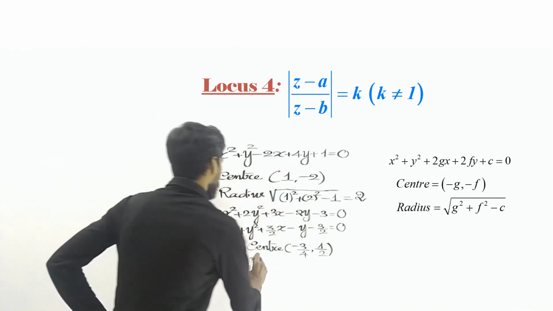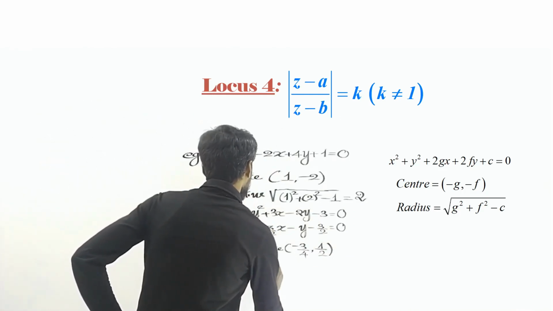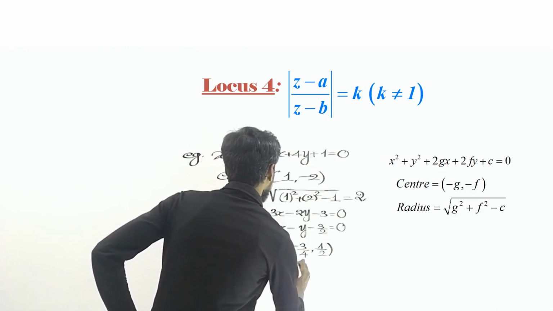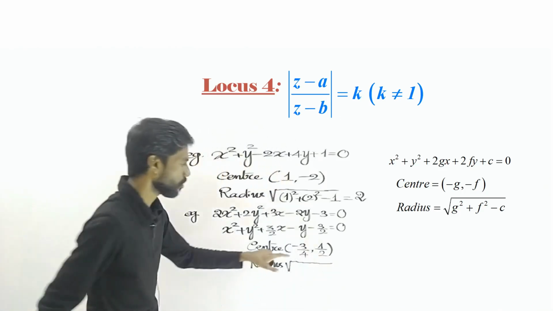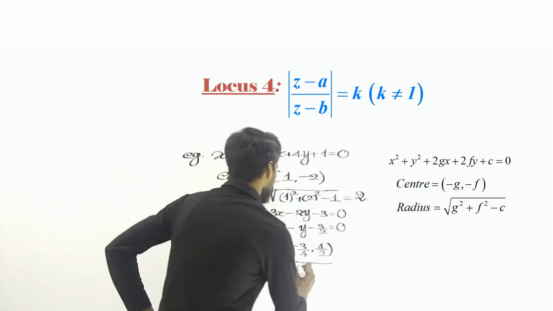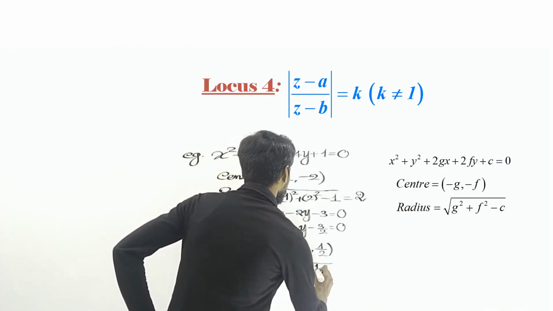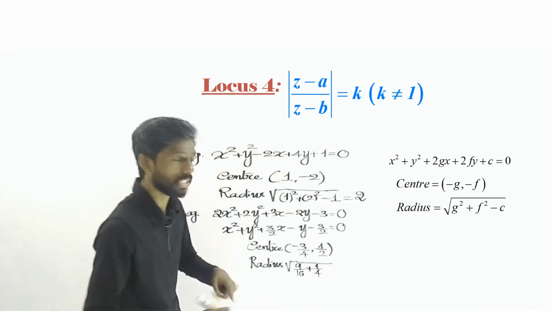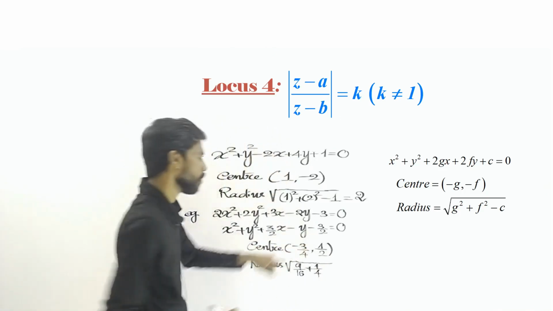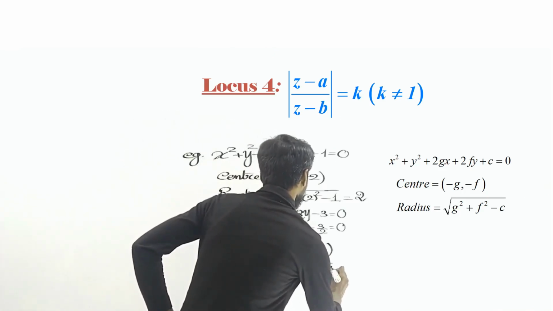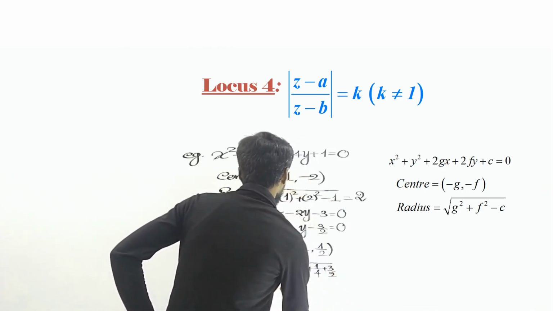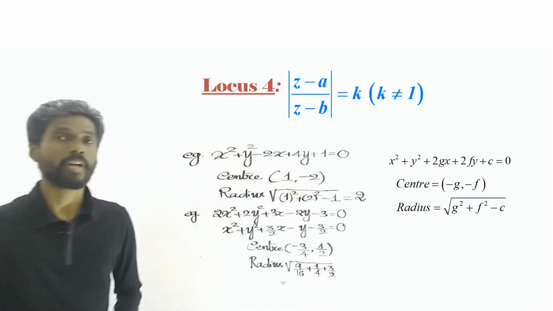Radius, square root of g square plus f square minus c. So g square is this square, we can square this one. So it is 9 divided by 16 plus this square. So it is 1 divided by 4 minus c. But c is minus 3 by 2. So that means this is plus 3 divided by 2. So that's all. So that will give you the radius of the circle.